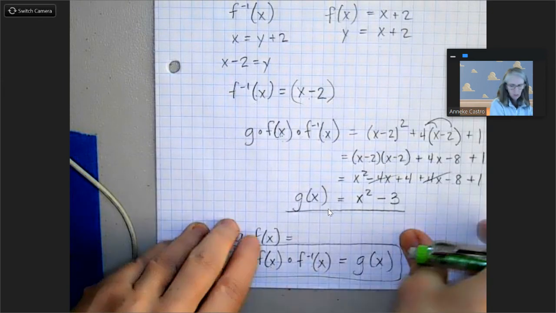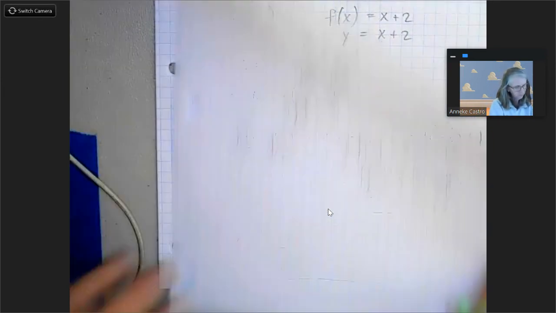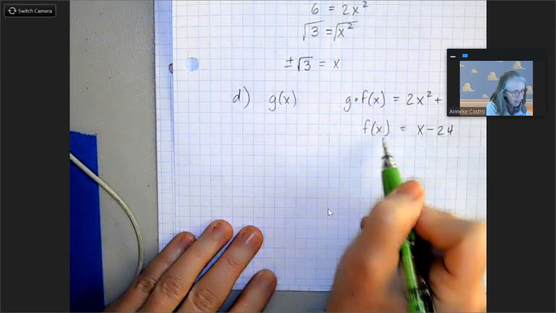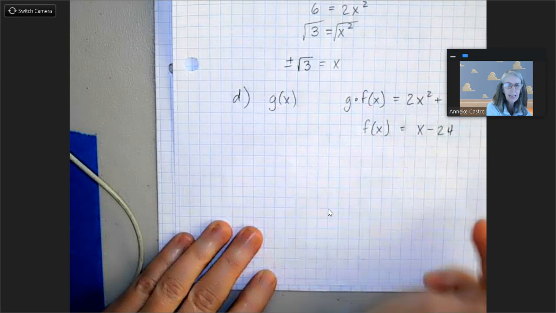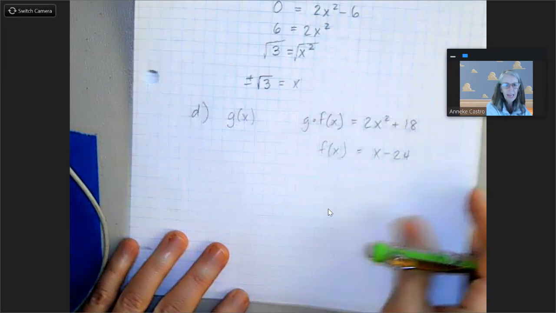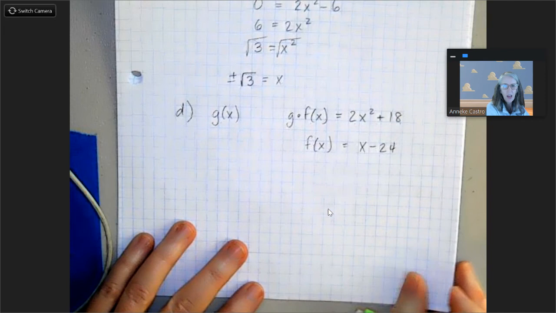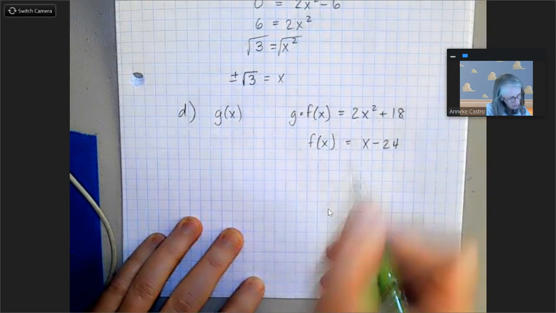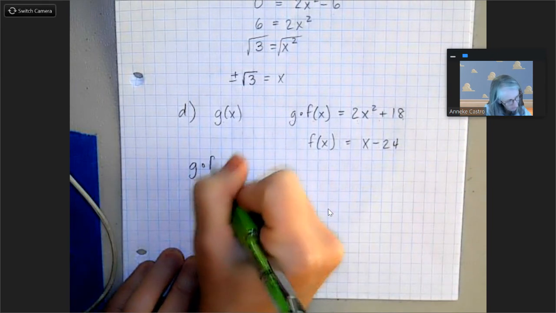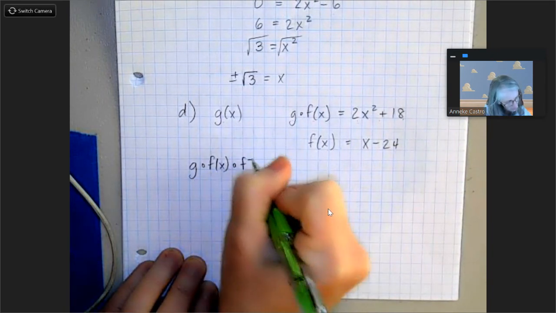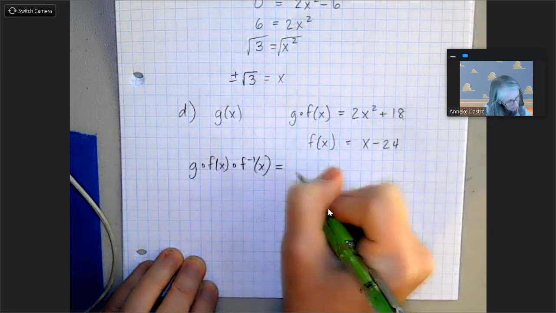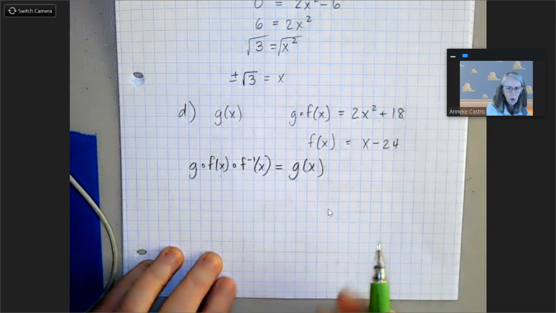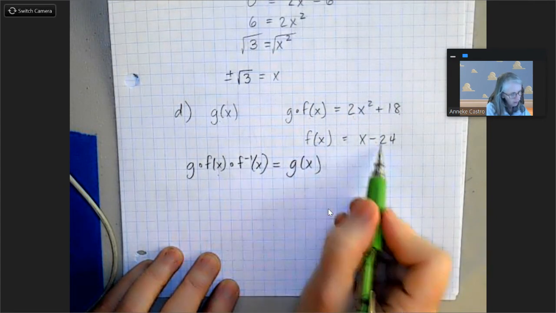Okay, so back to the problem that we need to solve. We were given g of f of x is 2x squared plus 18. F of x is x minus 24. I do not see an x minus 24 just sitting in there. I can't just solve this by inspection. So instead, we're going to have to find the inverse, because if I can do g of f of x of the inverse, that will leave me with g of x. These will cancel out. All right, so first thing, I need to find the inverse of f of x.